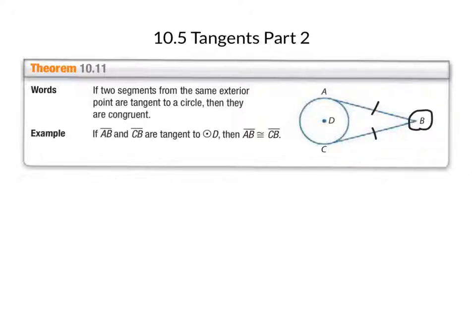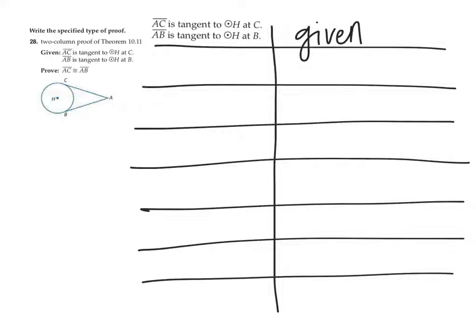We're going to get to do a proof about this because it's super fun and it makes the theorem make a little bit more sense. So let's take a look at a proof. In this proof, we are trying to prove that the line segment AC will be equal or congruent to the line segment AB. Let's take a look at the information that we're given. So far, all we know is that both of the line segments are tangent to circle H. And of course, they both have the common point A.